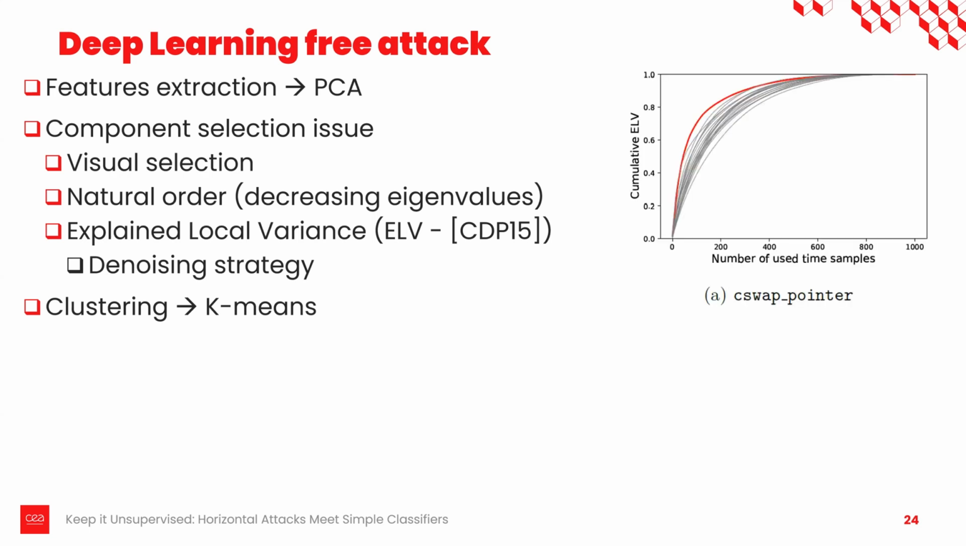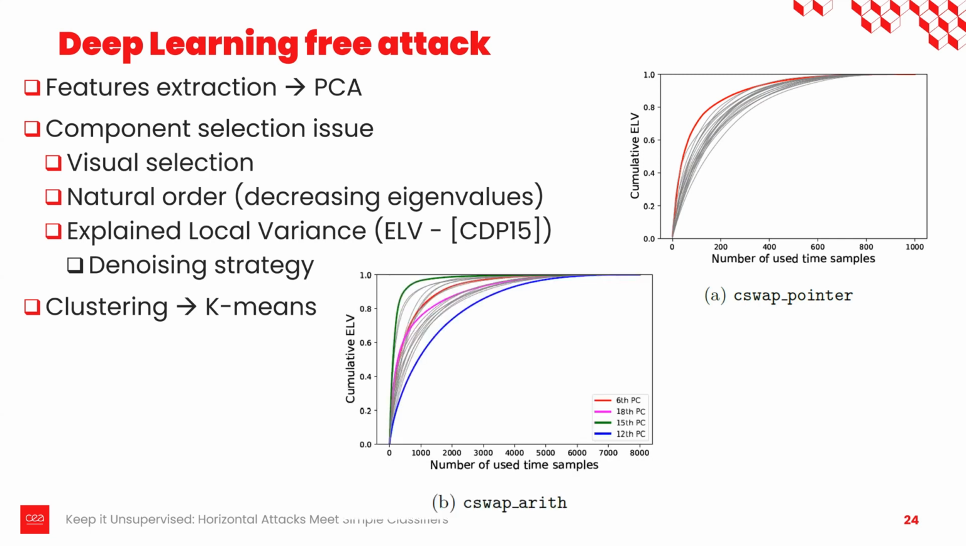Here we observe the graphic of the cumulative ELV for the first components on the pointer dataset. The component that would be primarily selected by the ELV strategy is the one highlighted in red. It's the 8th component, and it actually turned out to be the one that leads to the best attack results. On the contrary, the situation is a little bit harder for the arithmetic dataset. Here we have in green the component that would be first selected by the ELV technique, but actually the best results are obtained with the component depicted in magenta.